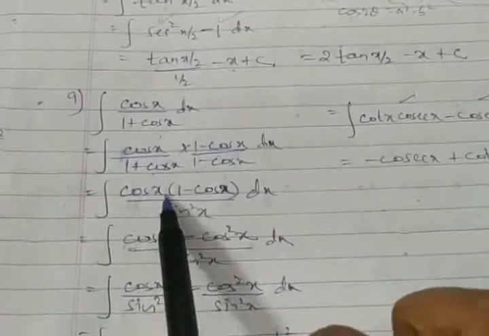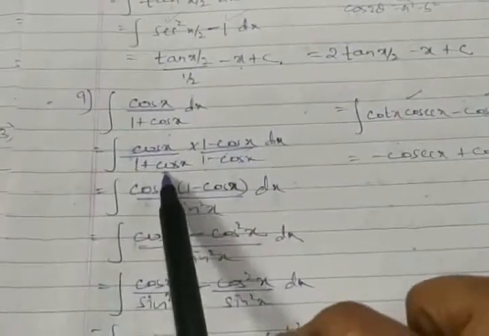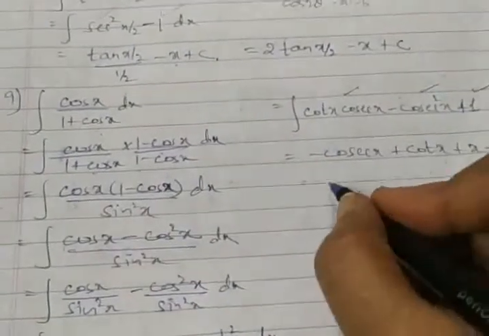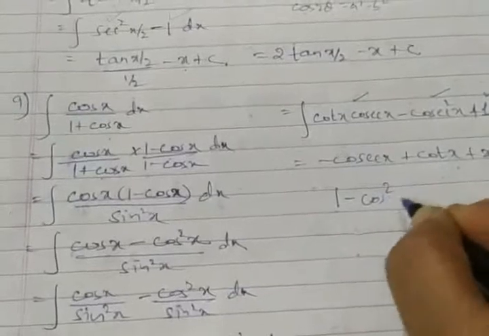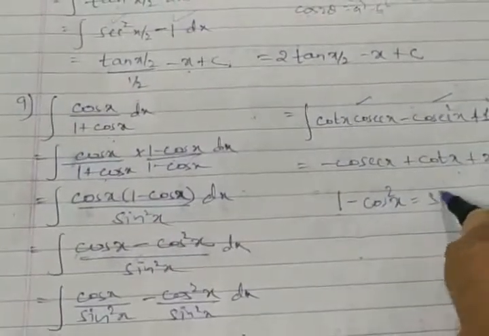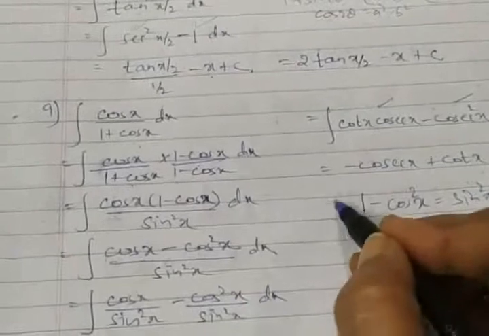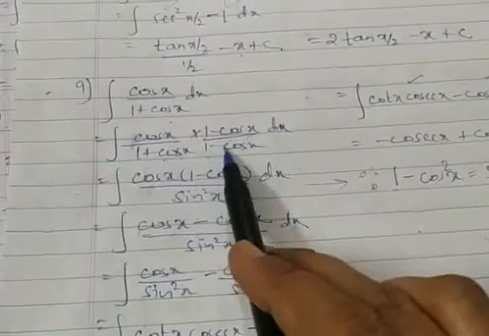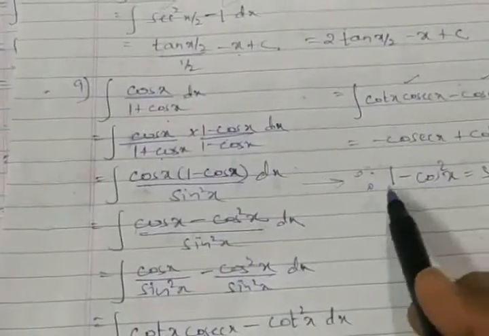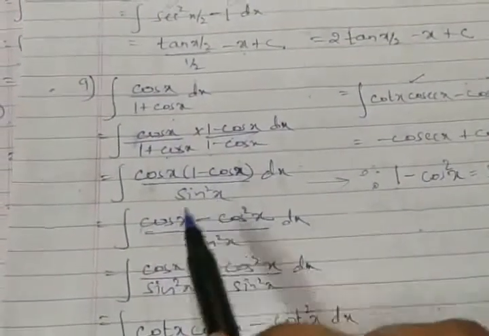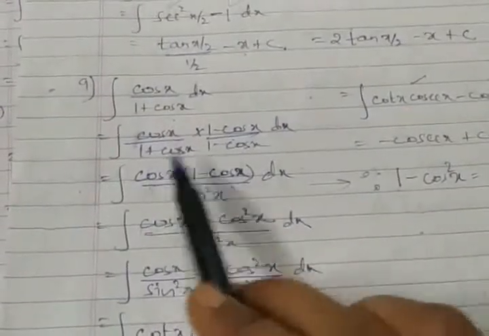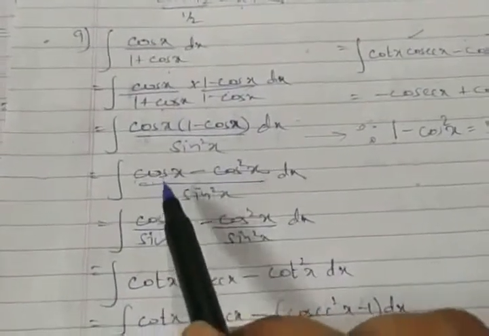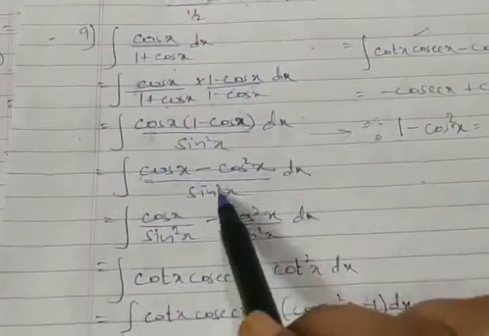So we are left with cos x into 1 minus cos x. Denominator, a plus b, a minus b, we have a square minus b square. We have 1 minus cos square x, to be taken as sin square x. So in this situation, I can go for cos x minus cos square x, term by term multiplication, denominator sin square x. We are left with cos x by sin square minus cos square by sin square.